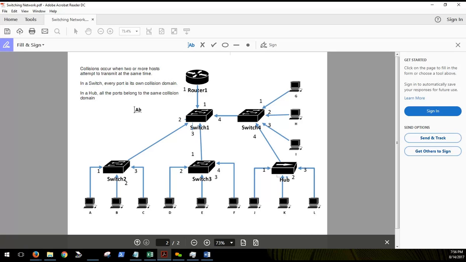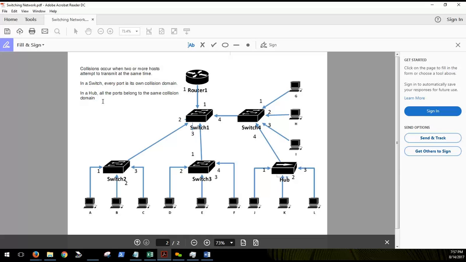Okay, so how about routers? All a router is, is a node on that particular network segment. But routers do not allow collisions to go beyond that given port.